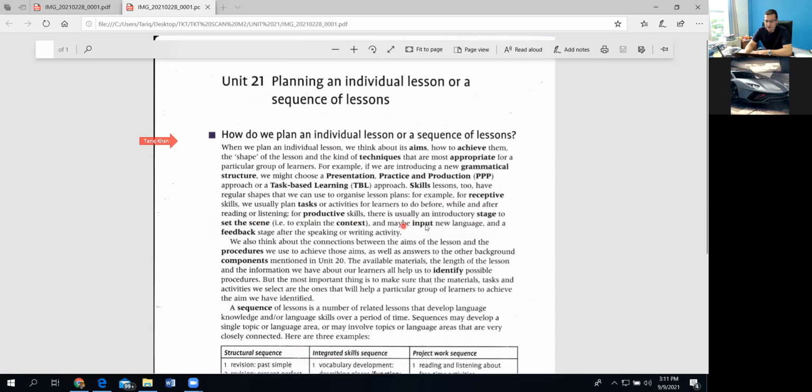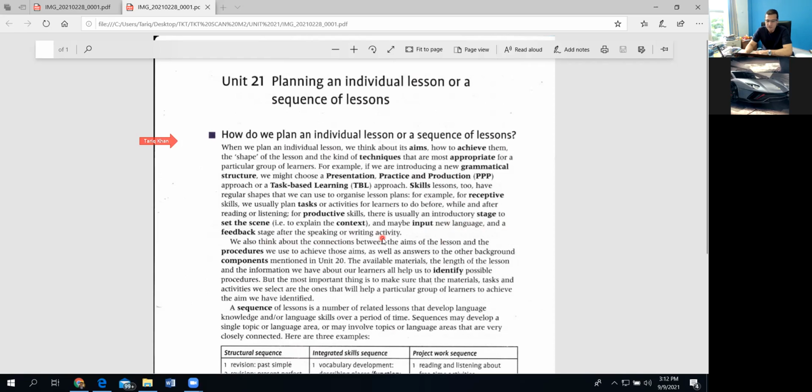There is usually an introductory stage to set the scene. Set the scene means to explain the context, what's going on. There is a marketplace, there are some people talking, or what's the situation? And maybe input new language and a feedback stage after the speaking or writing activity. Input new language, where you introduce some new language they need to practice. And feedback on how they performed during that writing and speaking activity.